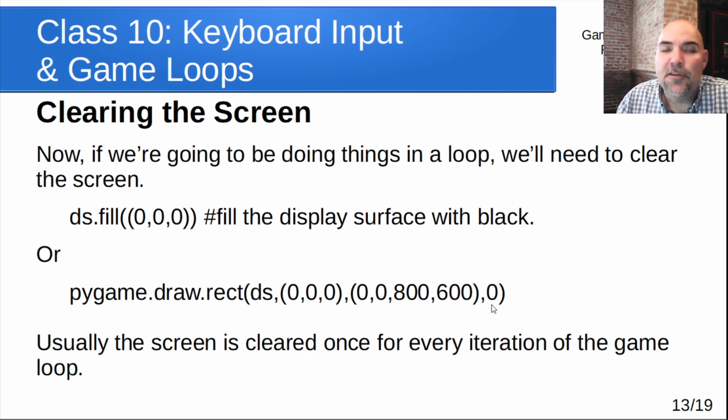So usually the screen is cleared once for every iteration of the game loop. In other words, every time the loop runs, clear the screen. Next time through the loop, clear the screen. So we're going to have a game loop that's like: clear the screen, draw stuff, update the screen. Loop back around, do things, clear the screen, draw stuff, update the screen.